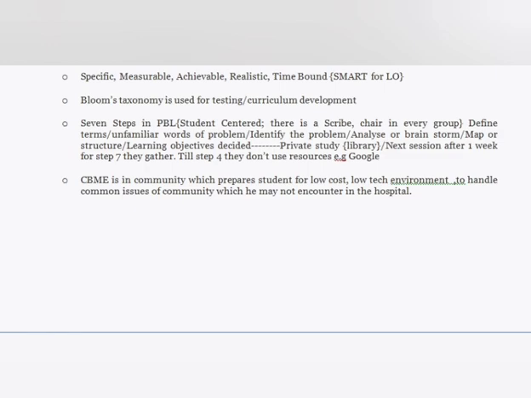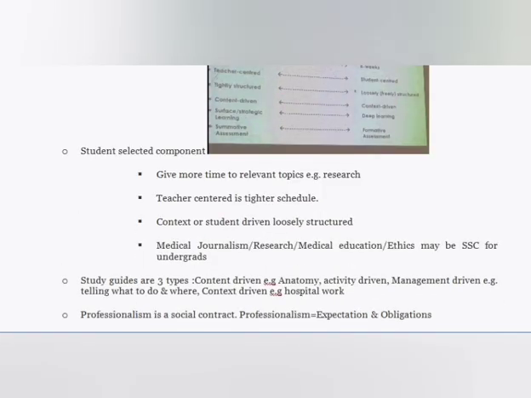Community-based medical education is in the community, which prepares students for a low-cost, low-tech environment to handle common issues which he may not encounter in a tertiary care hospital. So, student selected component. Selected component should be correlated either to core or to optional curriculum, from 2 weeks to 8 weeks.